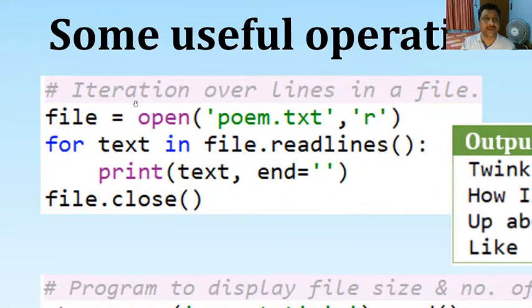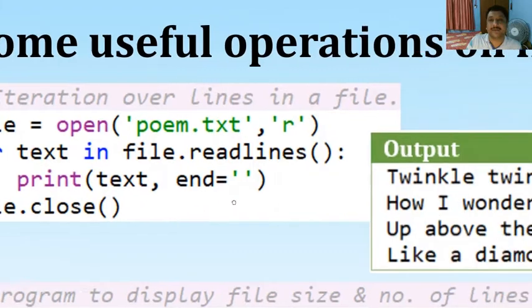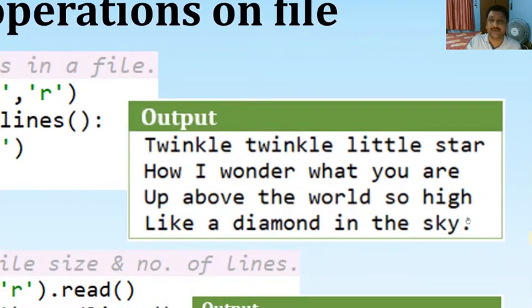Then, iteration over lines in a file. In the last program we used readlines. Again we are using the readlines function, and last time it displayed the output as a list, but here to display the output as lines of the file we have to write the program like this. File open poem.txt, then for text in file.readlines. Now we are using a for statement to read the list data. Then we are printing, displaying text, and the output will come like this, with no extra symbols.